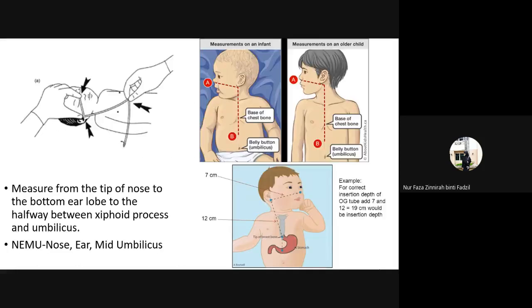Next. So this is how we measure the OG tube, or how much length we need to insert into the patient. We can measure it from the tip of the nose to the bottom of the earlobe, and then to halfway between the xiphoid process and umbilicus. The way we can remember it is NEMO: nose, ear, and umbilicus.